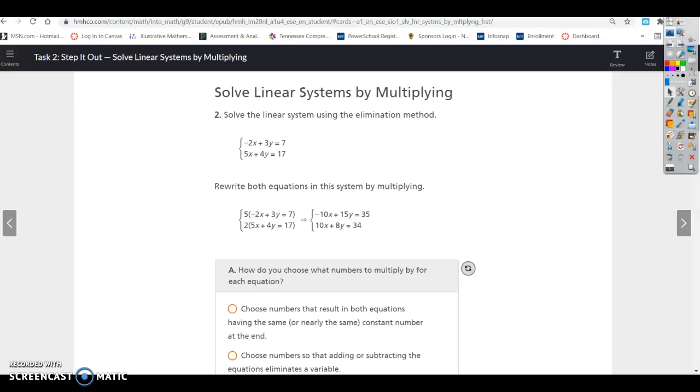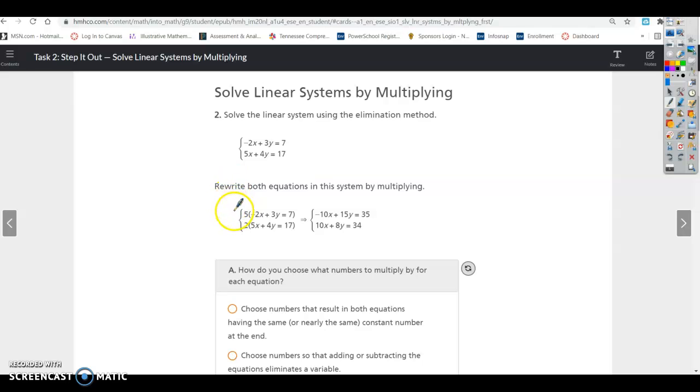on your coefficients. So we have negative 2x and a 5x. So we know those are both multiples of 10. So we can multiply each equation by what we need to make it 10 and negative 10. Or if we wanted to look at the y's, we've got 3y and 4y. Both of those are multiples of 12, and we could multiply to get 12 and negative 12.